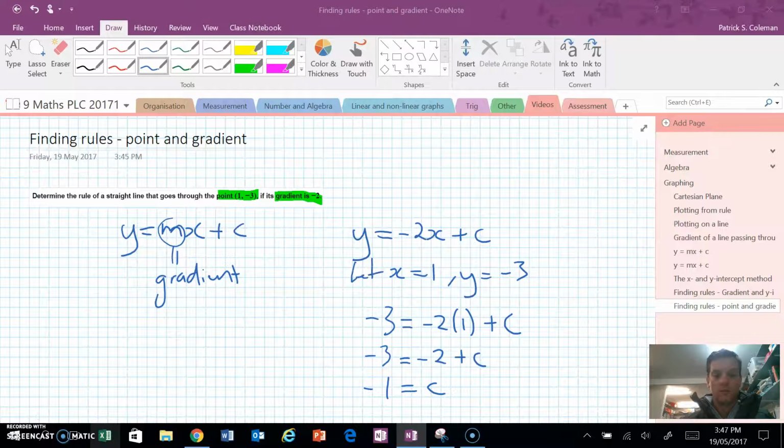So when we're told that we've got c is equal to negative 1, we can now plug the value in here. So our rule is y equals negative 2x minus 1.